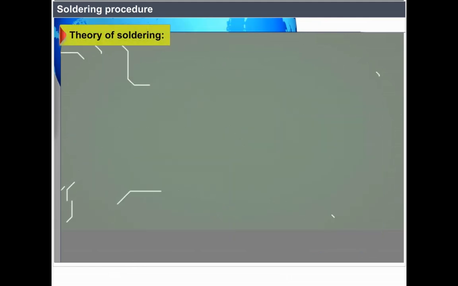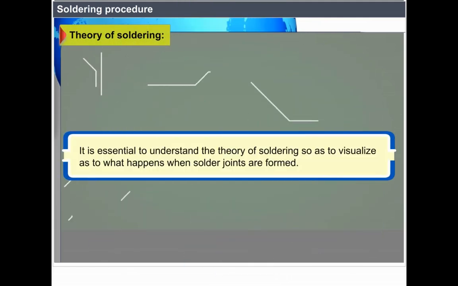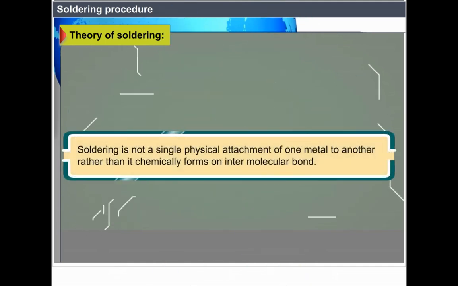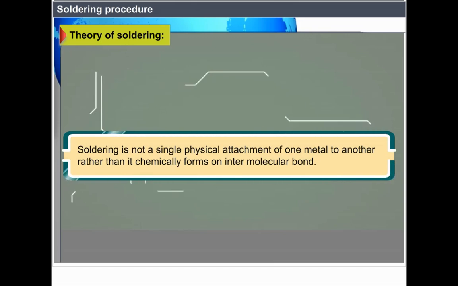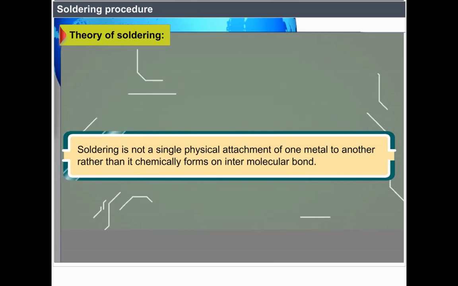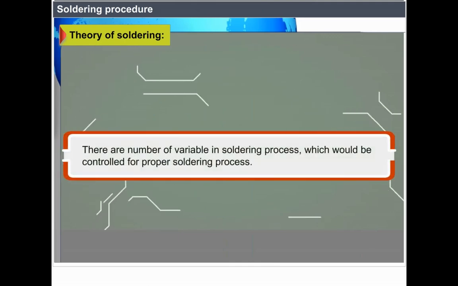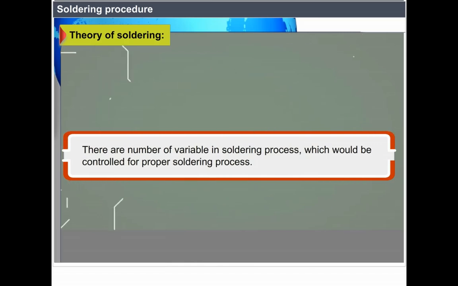Theory of soldering. It is essential to understand the theory of soldering so as to visualize what happens when the soldered joints are formed. Soldering is not a simple physical attachment of one metal to another, but it chemically forms an intermolecular bond. There are a number of variables in the soldering process which must be controlled for proper soldering.